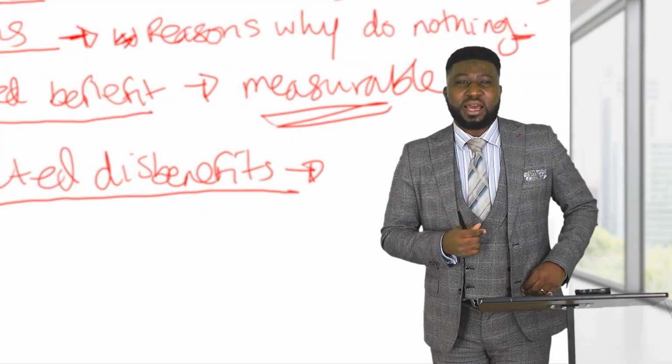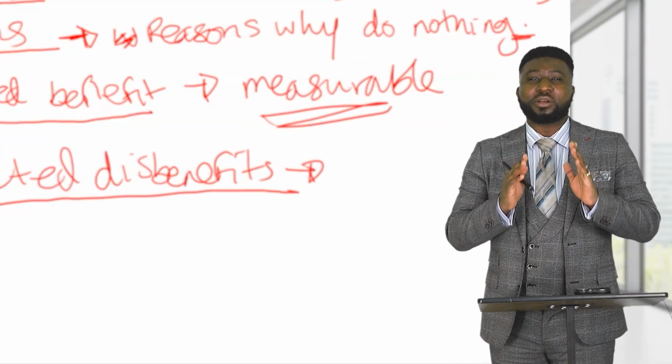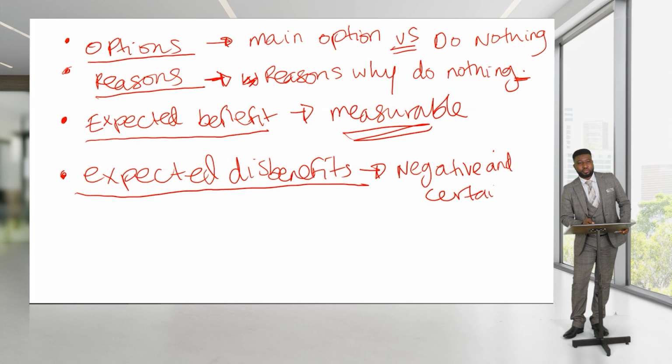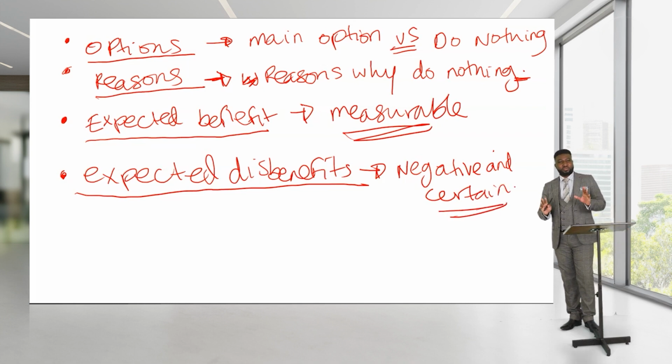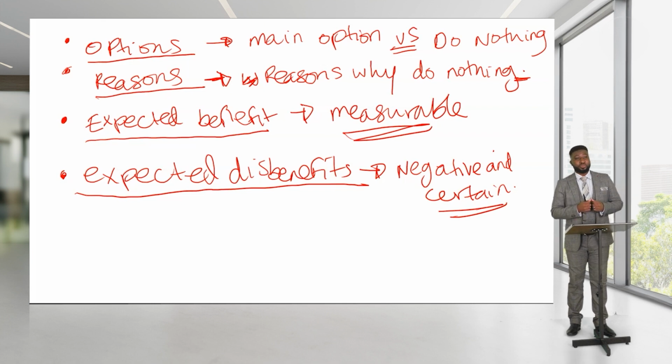Expected disbenefits are things that are negative, certain, and a direct consequence of what we are doing. So this is different from risk. This is not a risk. This is a trade-off. If I do A, I have to give up B. Basically, think of it like you can't have your apple and eat it too.